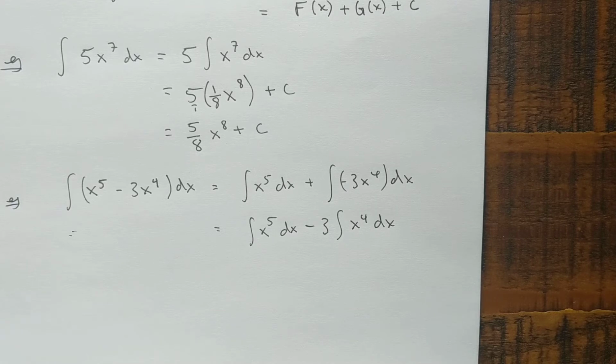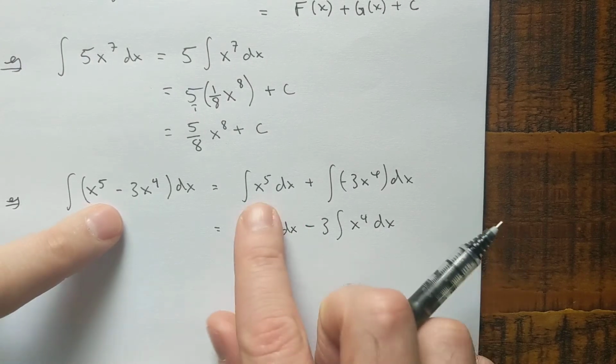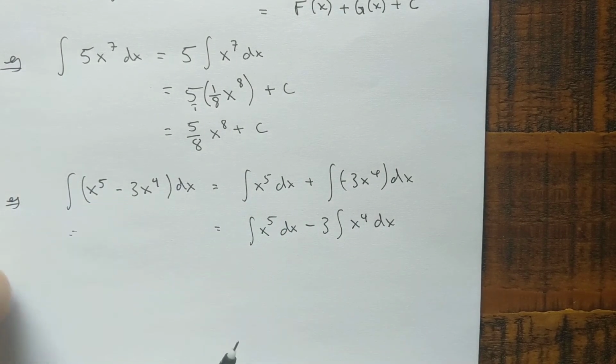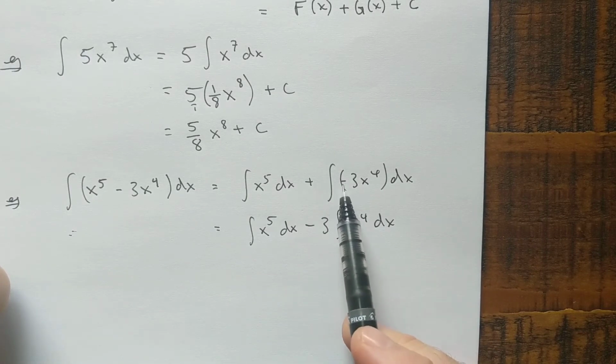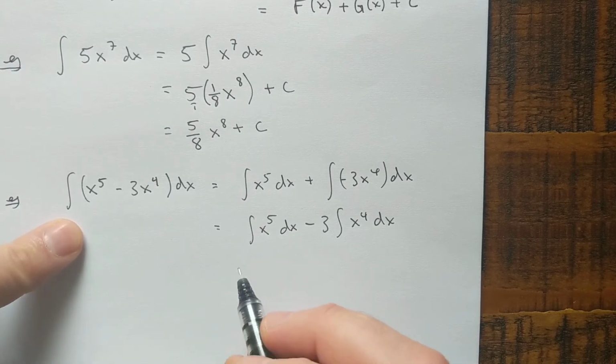We have the integral of x to the 5th minus 3 times the integral of x to the 4th, right? So I've pulled the 3 out because of the constant rule, and I've broken it up because of the addition subtraction rule. Okay. And, you know, this could be a minus. You could go ahead and pull the minus out here. It doesn't matter, whatever works for you in this case.